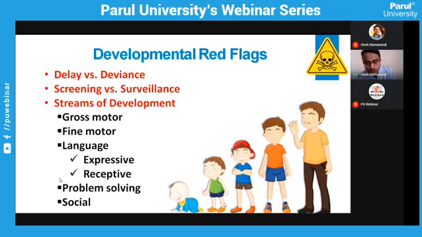Next is social. Social involvement of the child should also be seen while considering the developmental red flags, such as smiling or getting involved in play with peers, or trying to get attention from the adults, trying to communicate with the adults.